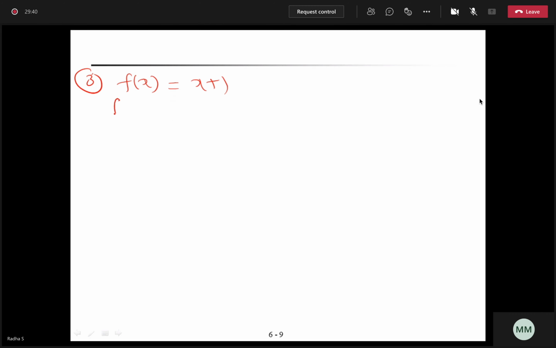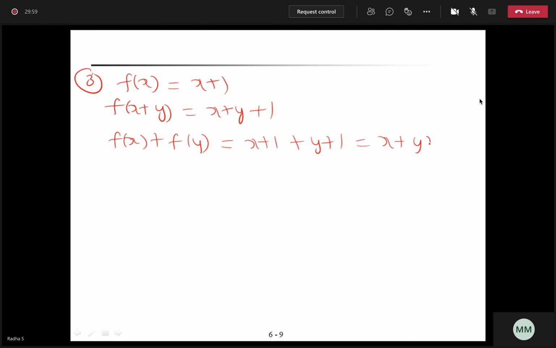Good. So f of x plus y, where x plus y is a real number, should be mapped onto that real number plus 1. And f of x plus f of y: f of x is mapped onto x plus 1, and this is y plus 1. So therefore, f is not a linear transformation.